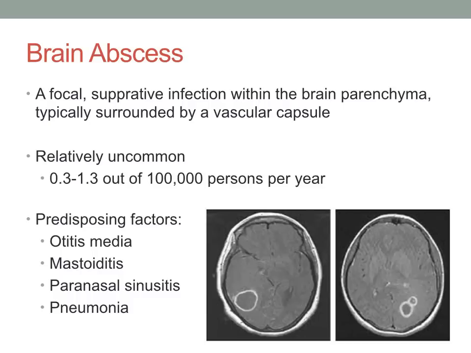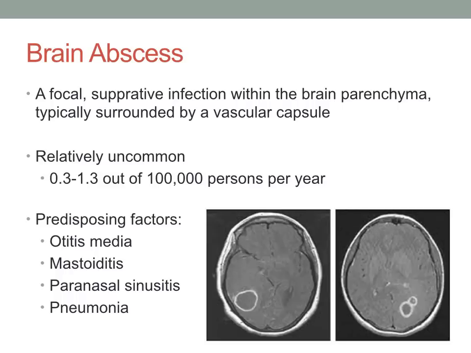All right, new topic, brain abscess. This is a pocket of pus inside the brain parenchyma. Typically, it is surrounded by some type of vascular capsule. I'm not 100% sure, I think we're going to talk a little bit about the pathophysiology behind it, but that's just the common encapsulation feature with this abscess. And you can see these CT scans down here that have these pockets inside of them. They're pretty clearly seen. It's up to 1.3 people out of 100,000 persons per year. So it's relatively uncommon, but it can happen.